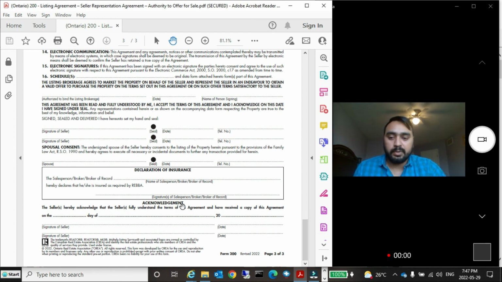So this is the acknowledgement section where the seller acknowledges that they fully understand the terms of this agreement and have received a copy of this agreement. So they will sign here and put the date up here. So that's it for this form. This is our listing agreement form 200.